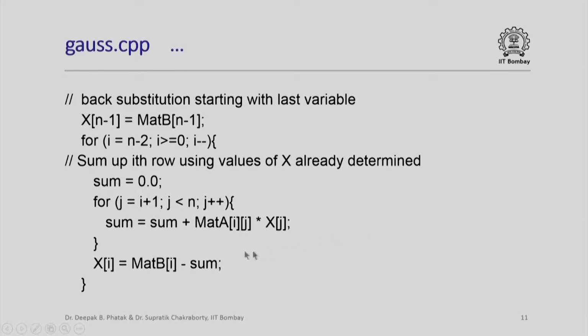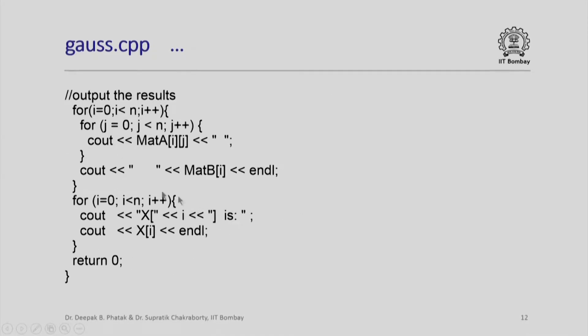Some of you might have difficulty in understanding this in the first instance, but please read this program and also try to execute this program. We need to output the results. So these are standard output statements. First you output the matrix, which is the upper triangular matrix, and then you output the values of x.